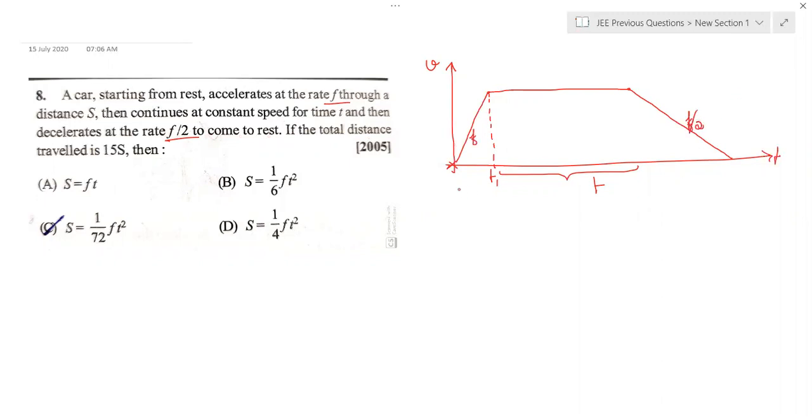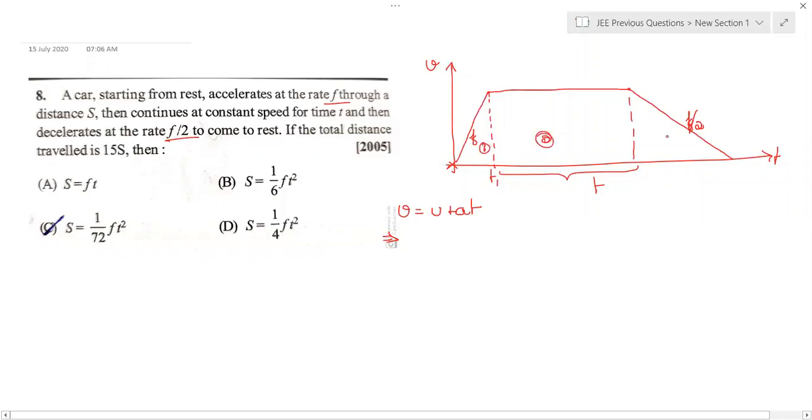Now we know that velocity is equal to u plus at. If you use this equation, let's divide this into three cases. This is the first case, this is the second case, and this is the third case. In the first case it is accelerating, in the second case it is moving with constant velocity, in the third case it is decelerating. So in the first case velocity is equal to initial velocity 0 plus acceleration f and duration of time t1. So final velocity is equal to f into t1.